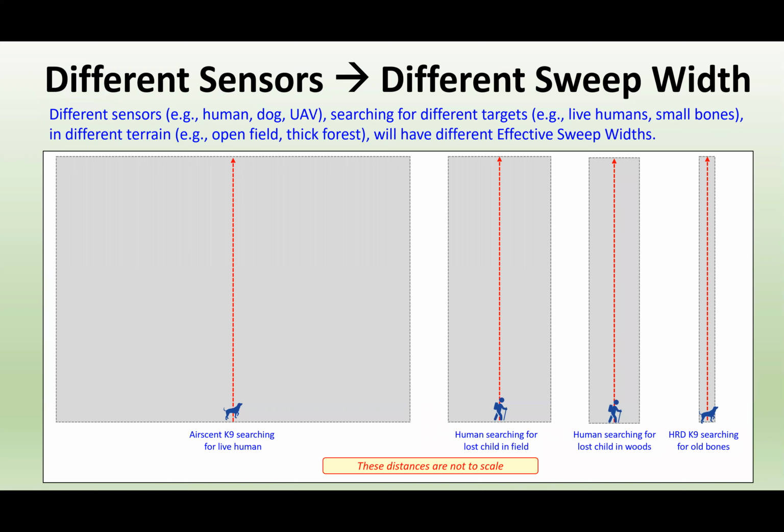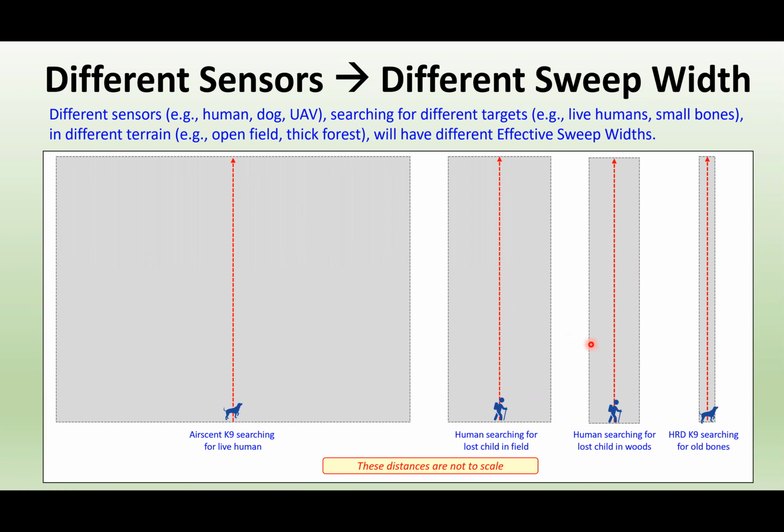All right, so let's use this slide to think about sweep widths for different types of search sensors. It makes sense that different types of search sensors looking for different types of targets in different terrains are going to have different sweep widths. They're going to have a different ability to detect things at distances. So an air scent canine searching under good conditions may have an extremely wide sweep width when looking for this lost child. In contrast, humans looking for the same lost child under the same conditions are going to have a narrower sweep width.